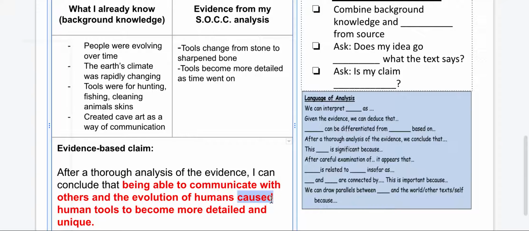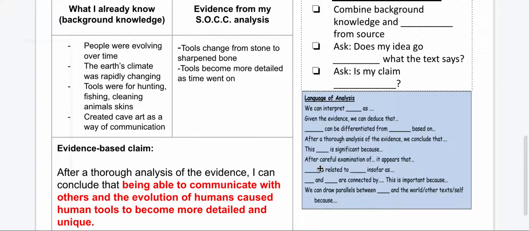So I've focused on a cause, which is something that historians are always thinking about: what causes change. And this whole part of my claim is not what the text directly says. I had to combine evidence with what I know in order to get that idea.